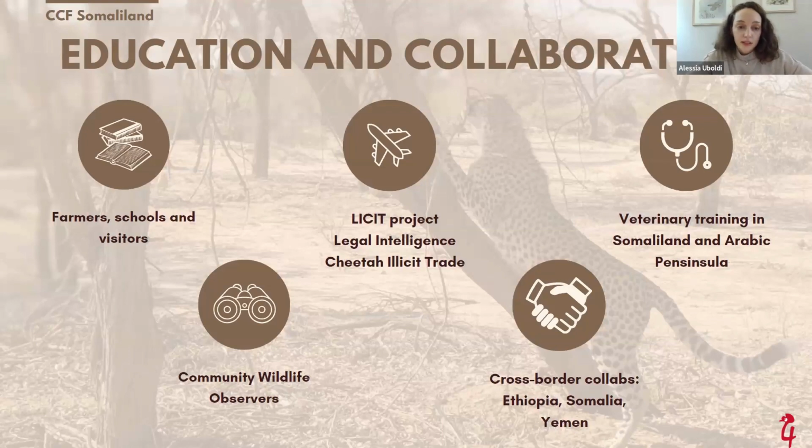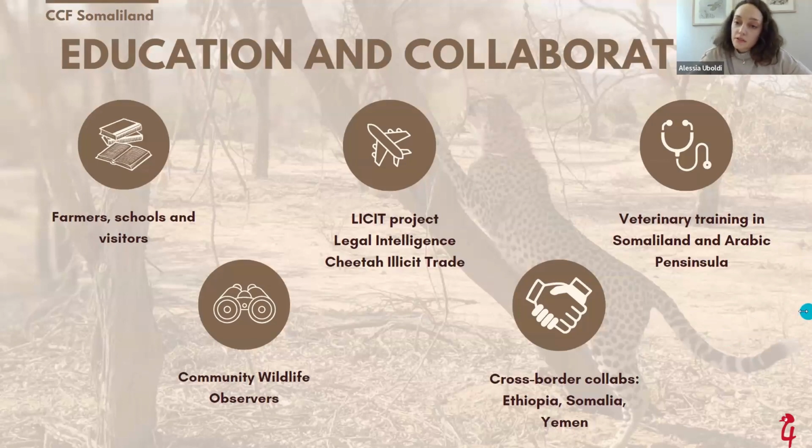And then there is this really nice new program, Community Wildlife Observers. In this case, the community is directly involved in reporting traffickers. So CCF gives training and tools such as binoculars, GPS, or mobile phones, and the community is able to report if they see something that can be correlated to illegal trade. And then there is a strong collaboration with different countries. CCF is part of the LICIT project, about intelligence against illegal trade. The main aim of this project is to reinforce the law between the countries and to have a more homogeneous way to act against traffickers.